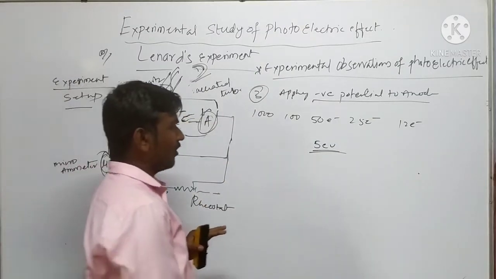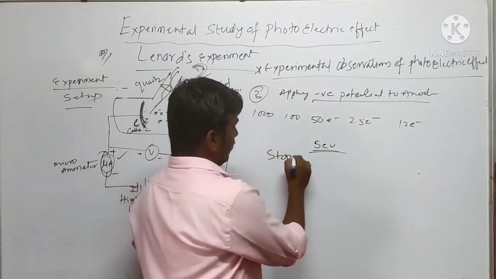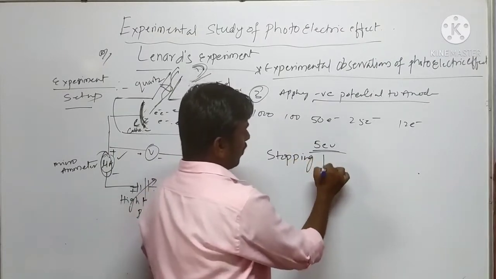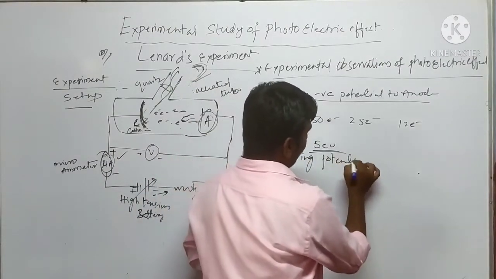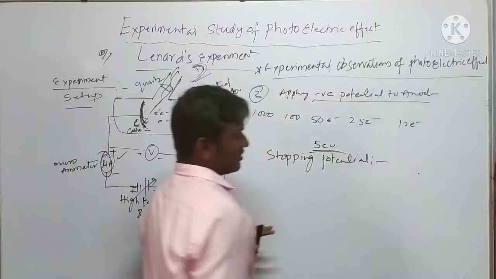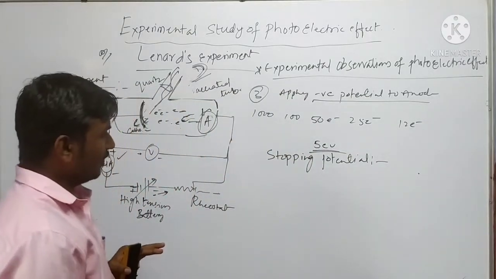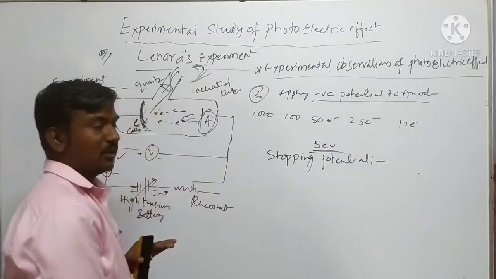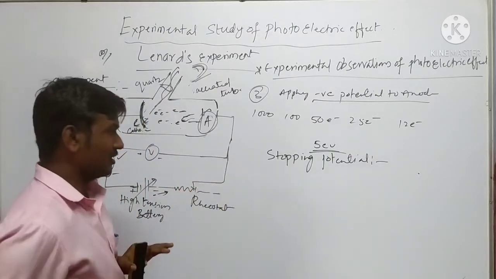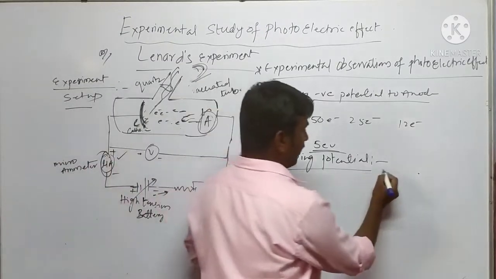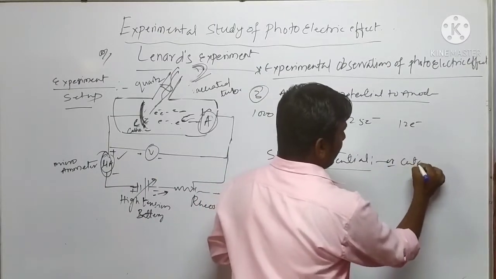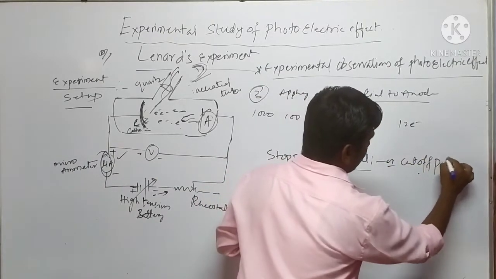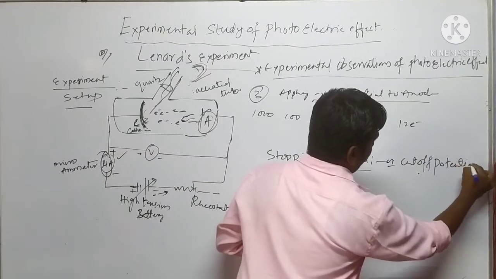So that potential is called stopping potential. So what is stopping potential here? This is the minimum amount of potential applied to stop the photoelectrons. That is called stopping potential, or it is also called cut-off potential.